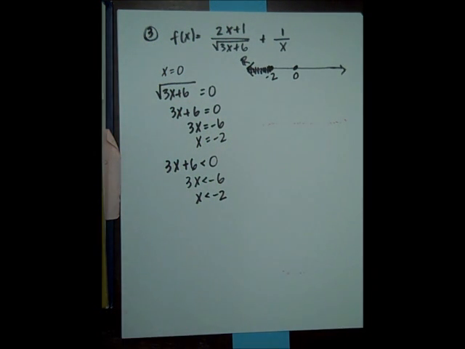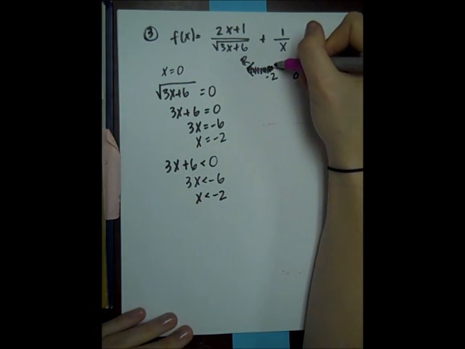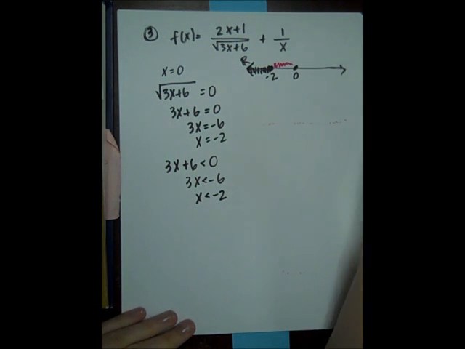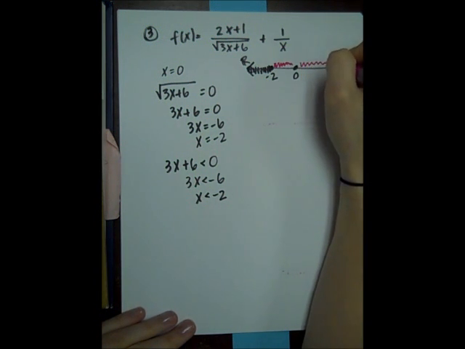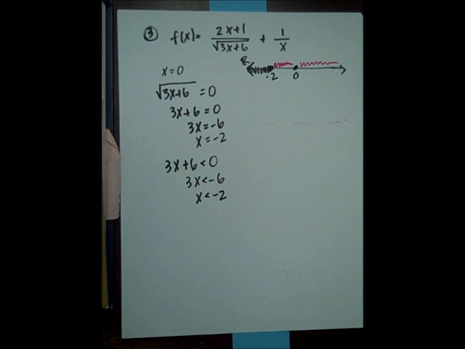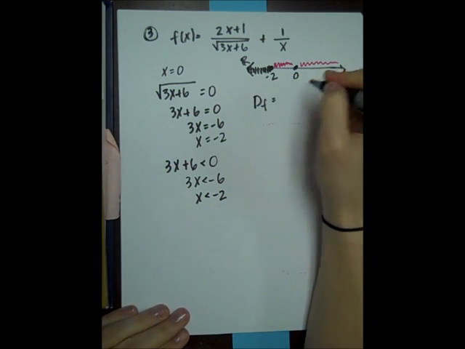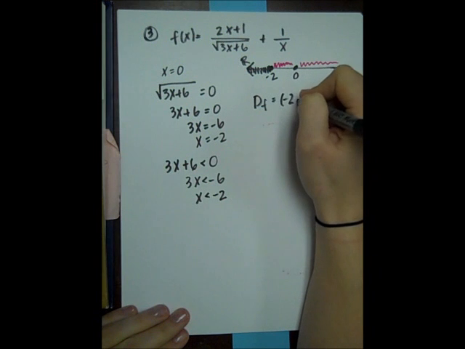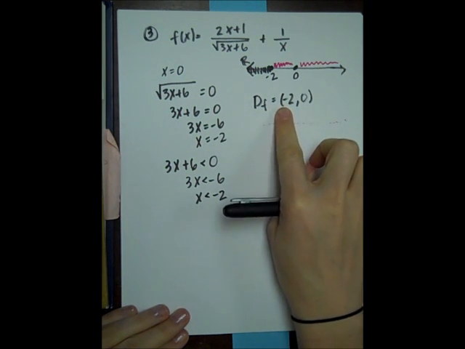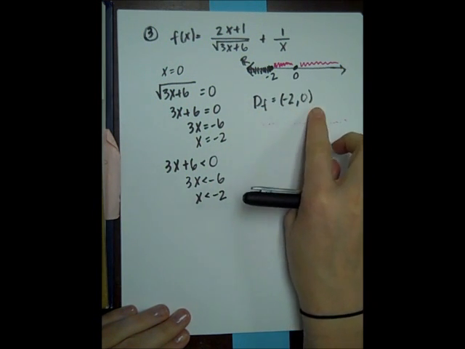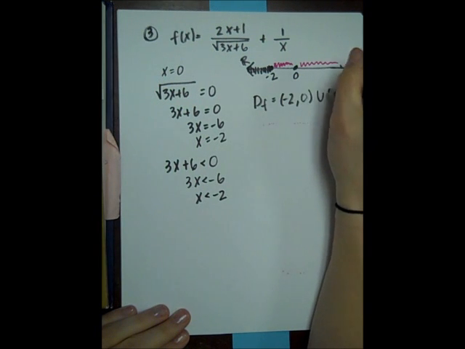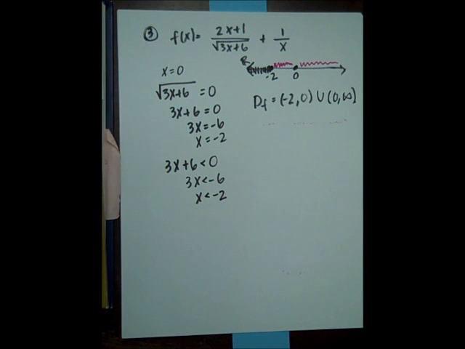Now what did I not mark out? Let's maybe shade that in purple. I didn't mark out anything between negative 2 and 0, and I didn't mark out anything above 0. So that tells me that the domain of my function, so D sub f, is going to be negative 2 to 0. I don't include negative 2, I also don't include 0 because I marked them both out, together with 0 to infinity. So that would be my domain.